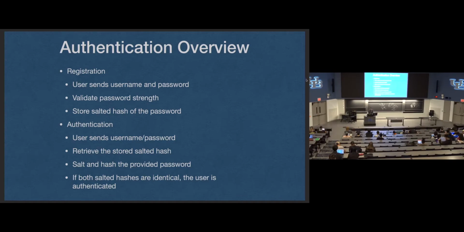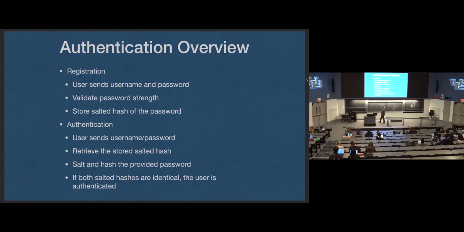All right, so authentication, two steps: registration and authentication. Registration, give me a username and password. Your job when you get that username and password is to take that password, generate a random salt, append the salt, hash the salted password, store that hash, and then also store the salt. That's your job for registration.